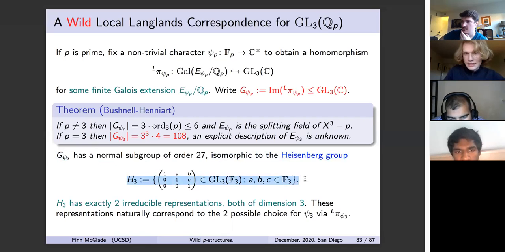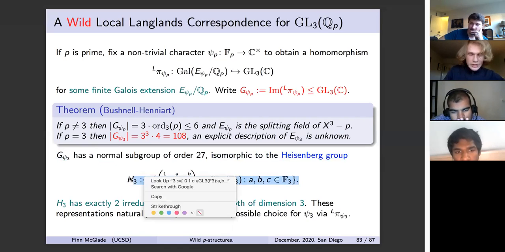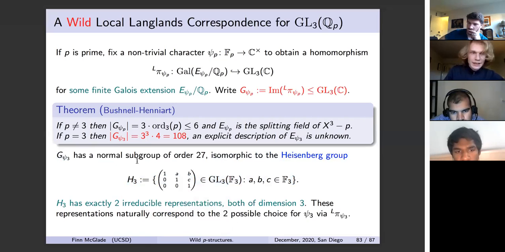This is the Heisenberg group. It's the subgroup of GL3F3 of unipotent upper triangular matrices in GL3F3. So this is a non-abelian 3-group of order 27. And I claim that it's isomorphic to a normal subgroup of this thing. And moreover, this thing has exactly 2 irreducible representations, which are both of dimension 3.